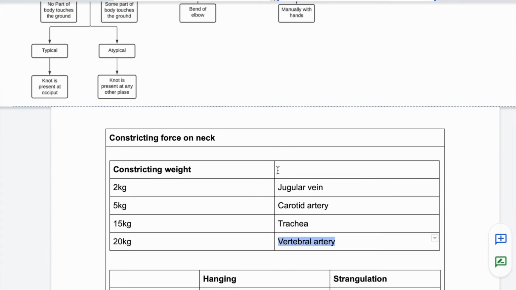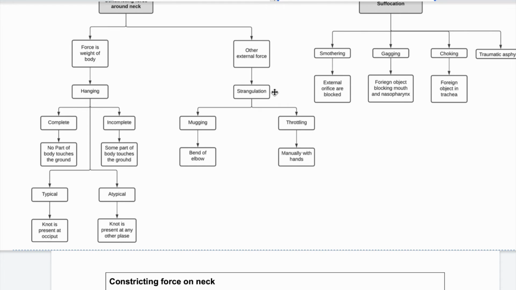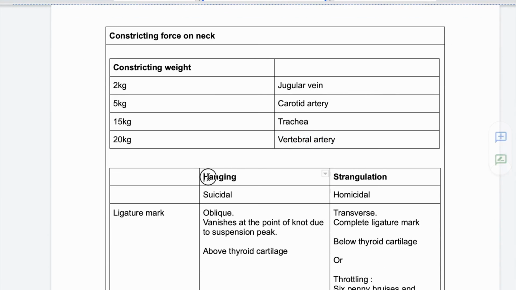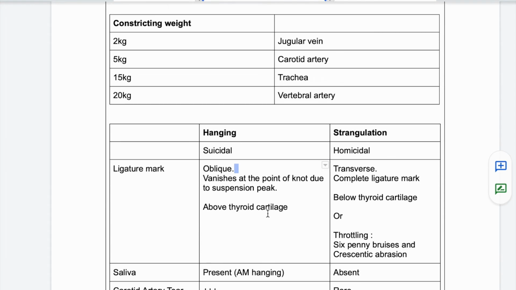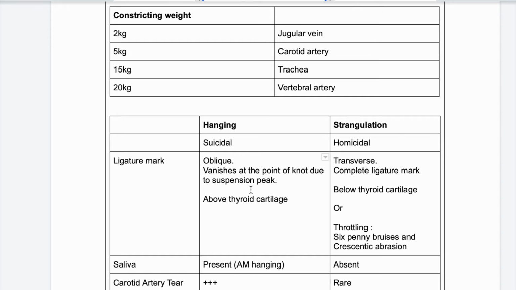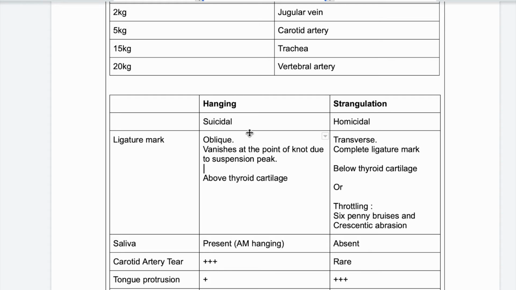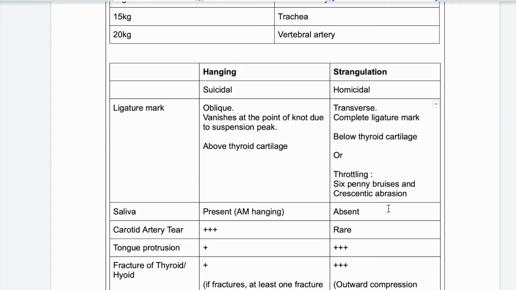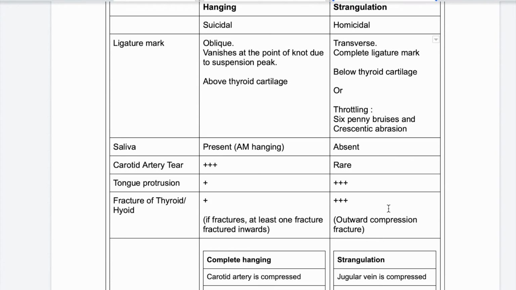And now we will compare the hanging and strangulation part over here. Hanging is suicidal while strangulation is homicidal. Ligature mark in hanging is oblique and it vanishes at the point of the knot due to the suspension of the knot, and it is above the thyroid cartilage, while in strangulation it is transverse with a complete ligature mark and below the thyroid cartilage. But if a ligature is not used, there is throttling with six-penny bruises and crescentic abrasions, crescentic abrasions due to the nails.